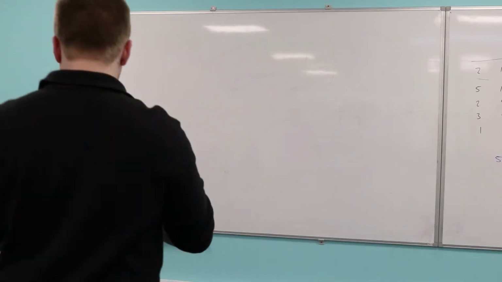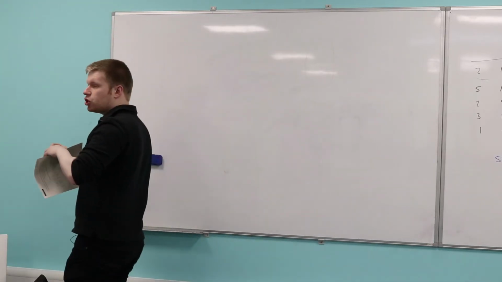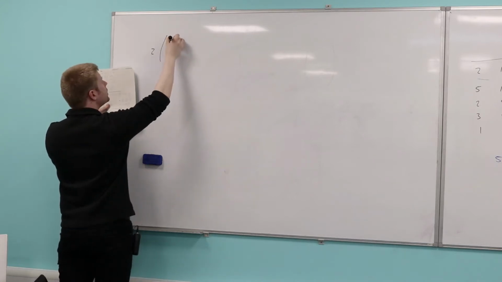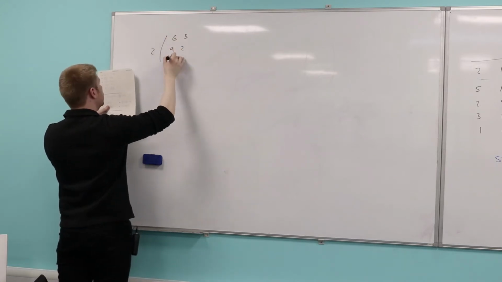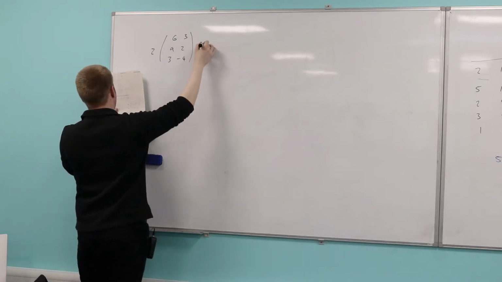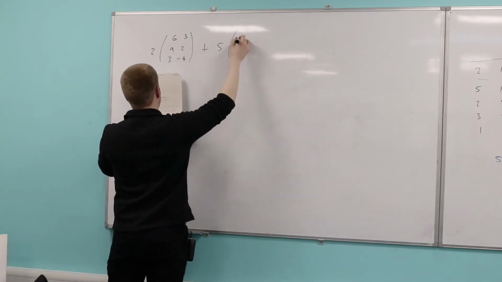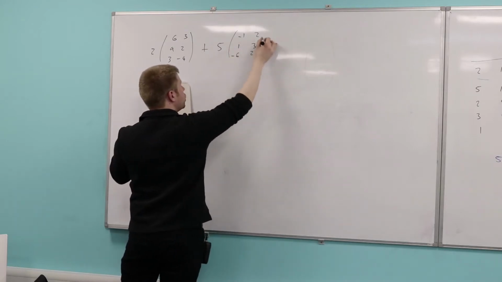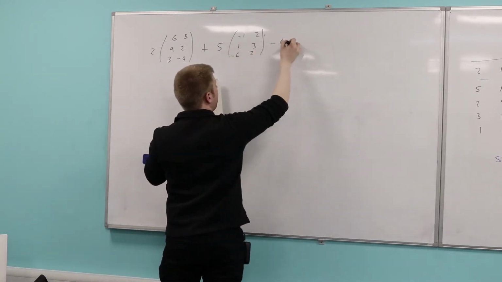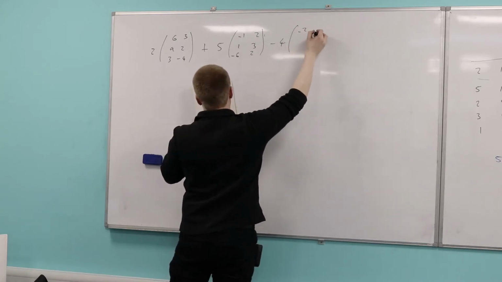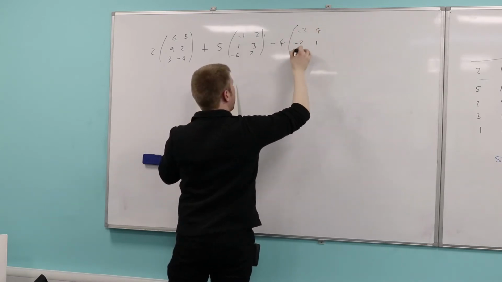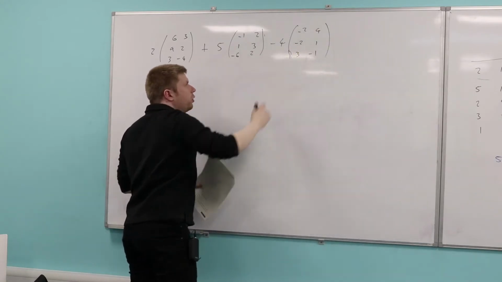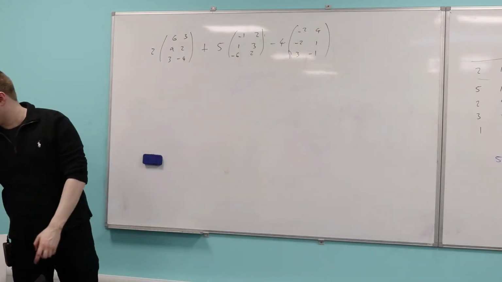Okay, so hopefully I'll just go through, for example, question 5 of question 2. So you end up with something like 2, 6, 3, 9, 2, 3, negative 4, and then add 5 lots of negative 1, 2, 1, 3, negative 6 and 2, and then you take away 4 lots of negative 2, 4, negative 2, 1, 3, and negative 1, okay? So, nice and straightforward.